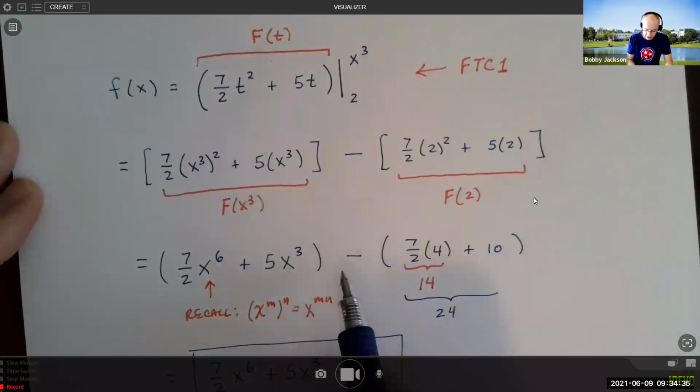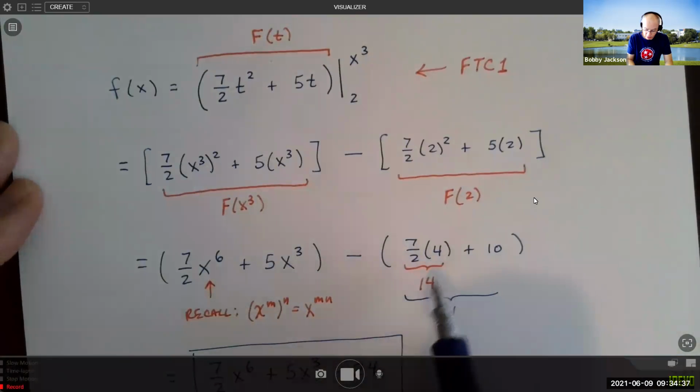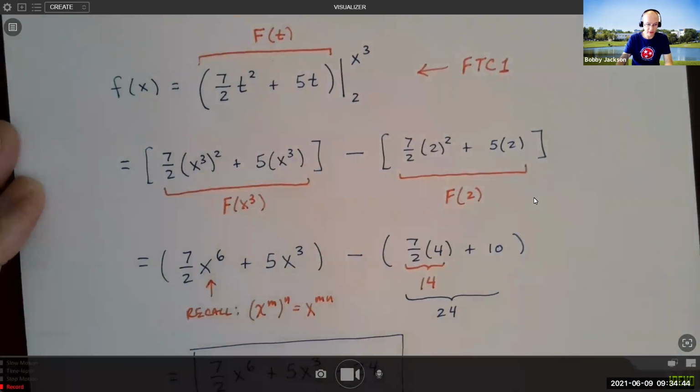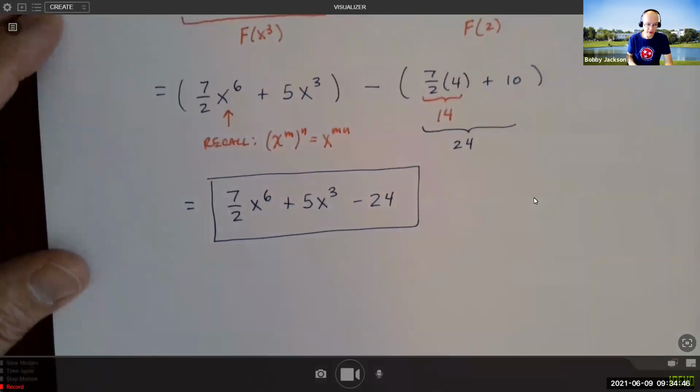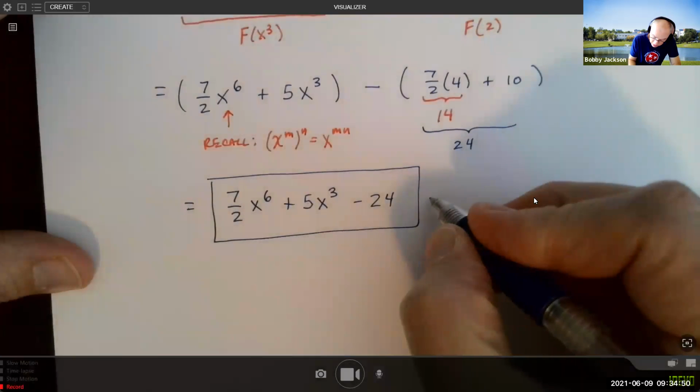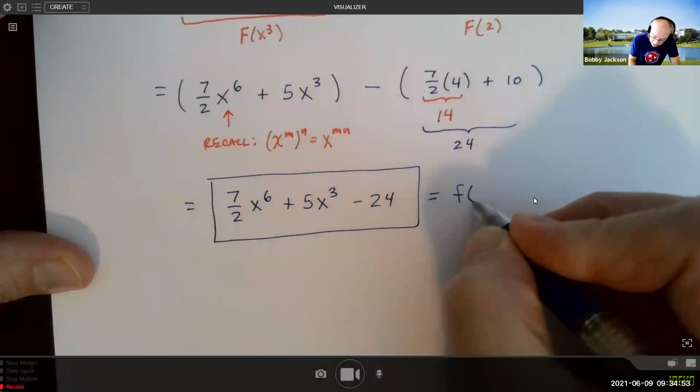Be real careful with this negative sign right after I evaluate this to be 14 plus 10, which is 24, becomes minus 24 there. So there is our final result for this function. So this is the new function f of x.